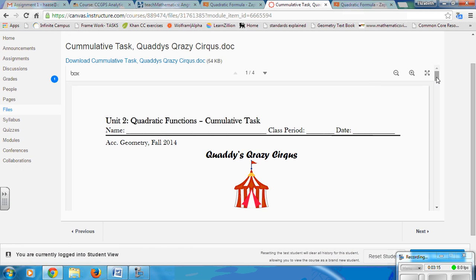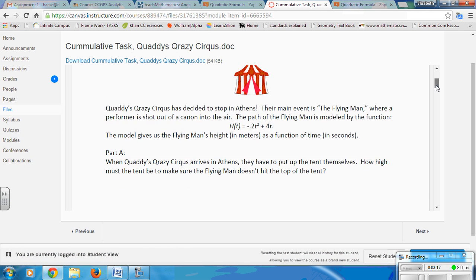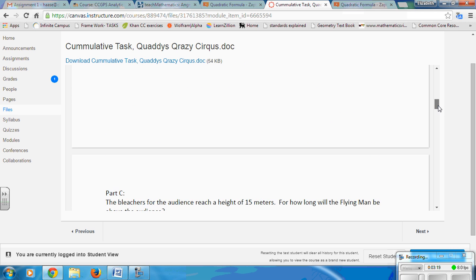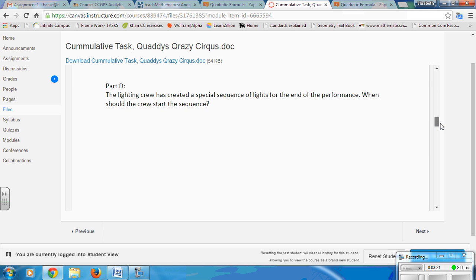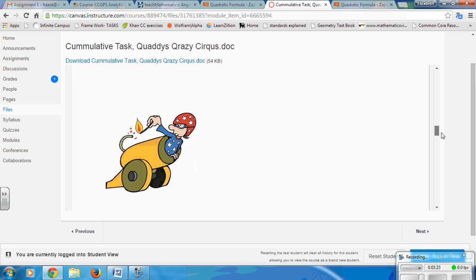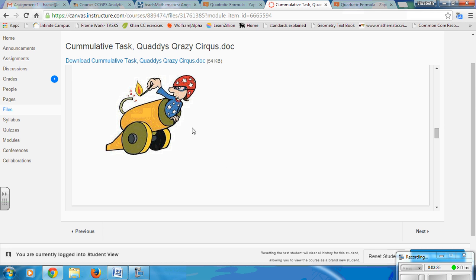Here's their assignment that they will submit, again practicing quadratics in the real world, and this assignment actually ties in a lot of what we've discussed this whole unit. It's about a man in a circus being shot out of a cannon and trying to figure out when he'll hit the ground.